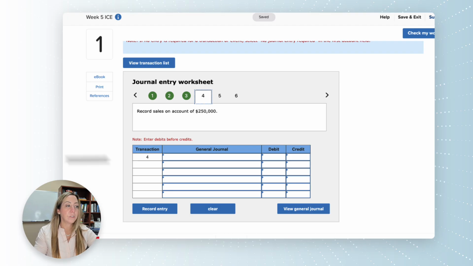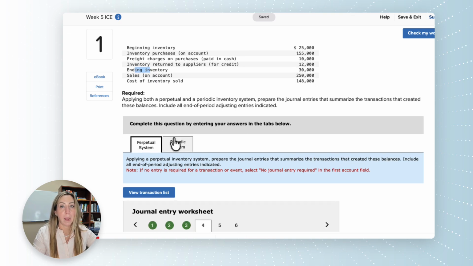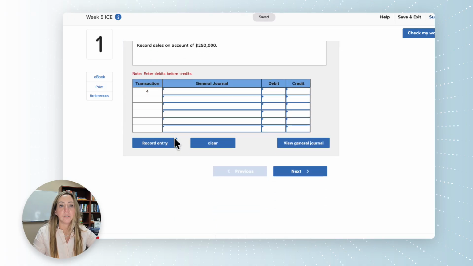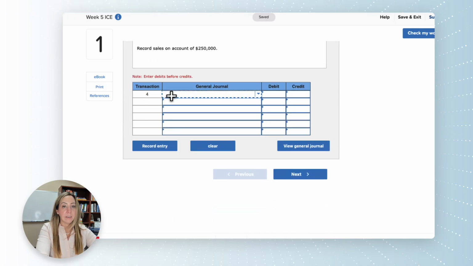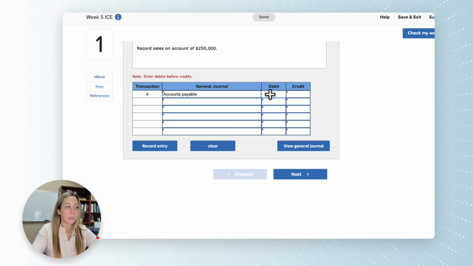The fourth journal entry is to record the accounts receivable for the sales that we made this year of $250,000. They counted the inventory of $30,000 at the end, but we don't need to do anything with that because we use a perpetual system. So our system has been updating the inventory accounts every time we make a sale, and our ending inventory will be accurate automatically, but it's good practice to count it anyway and compare to what we have. So now we're going to record the sale.